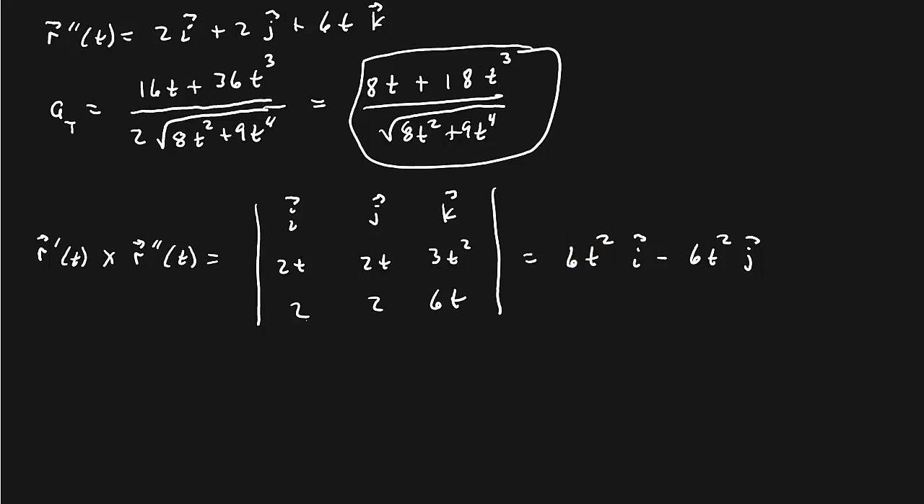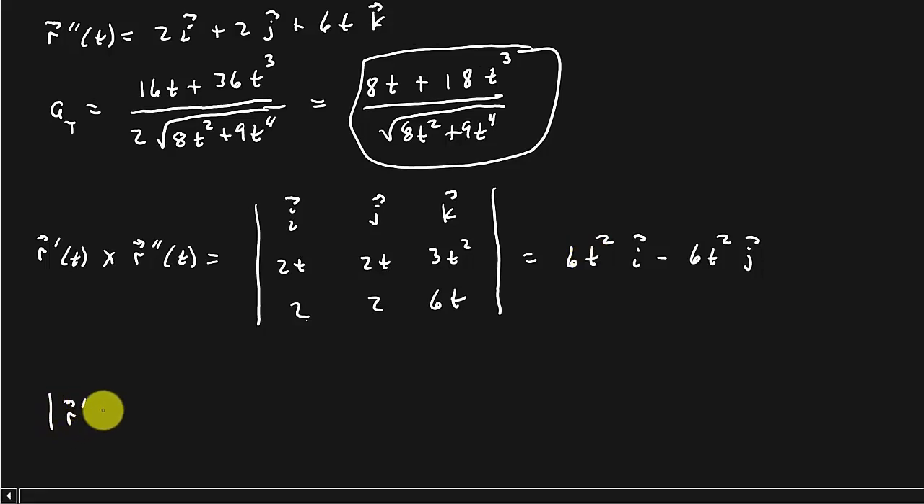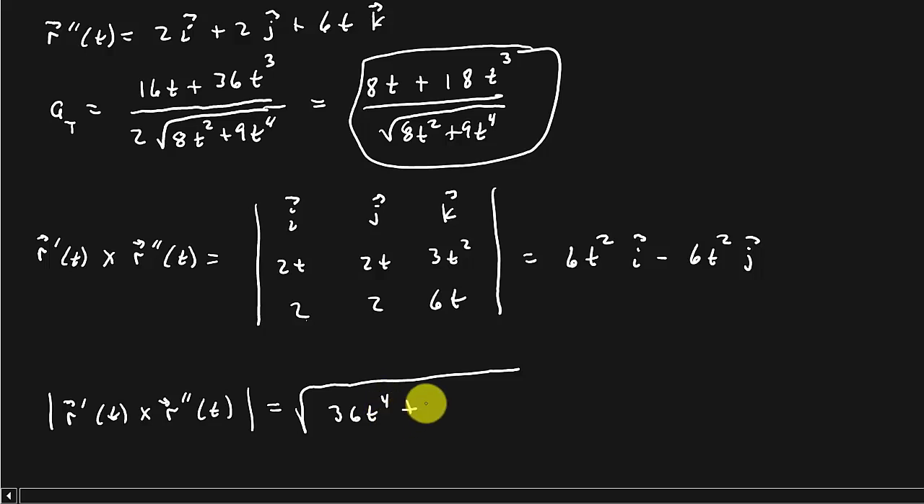And what do I need? I need the magnitude of that cross product. So that's going to be the square root of this squared, 6t squared, all of that squared, that's 36t to the fourth, plus, and then what is this? That's minus 6t squared, all of that squared, so that's 36t to the fourth, which is the square root of 72t to the fourth. So that's going to give us 6 square root of 2 times t squared.